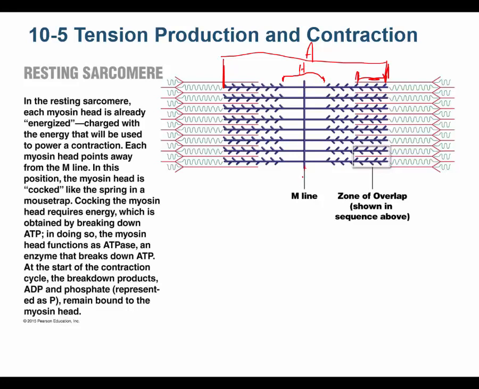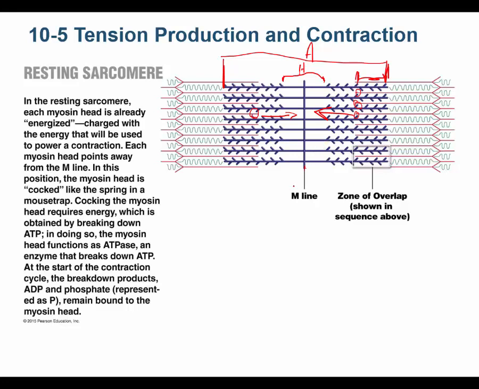Now what's going to happen in a contracted sarcomere is these thin filaments are going to slide towards the center. These thin filaments here on the right are going to slide that way, and these thin filaments here on the left are going to slide that way. And what it does is it decreases the width of the H zone. By the way, it decreases the length, if you will, of the sarcomere. So the sarcomere gets shorter.